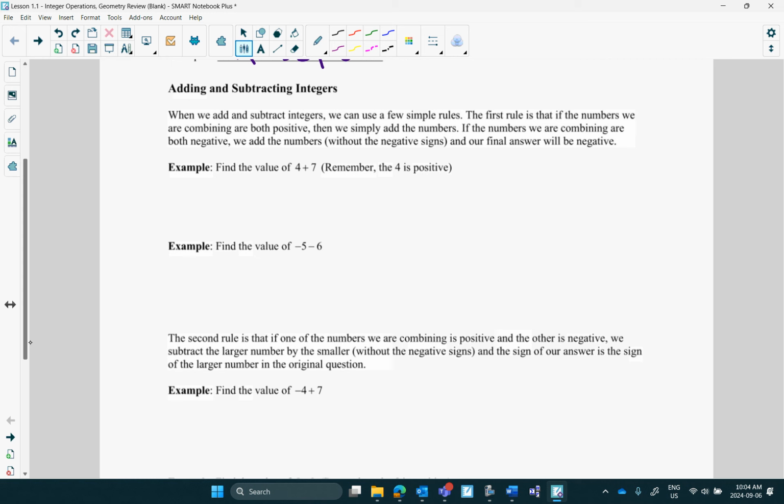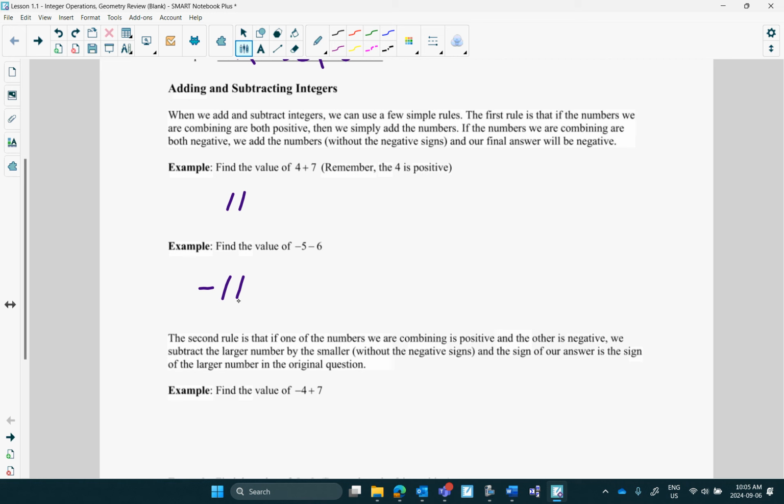So our answer here would be, anybody? 11. This one, well, you can kind of think of it like you've got a negative 5 and a negative 6. So if everything's negative, technically you're subtracting, but you think, okay, I've got a negative 5 and a negative 6. Together, the 5 and 6 make 11, and it has to be negative. So you can think of it that way. Negative 5 and negative 6 is negative 11.